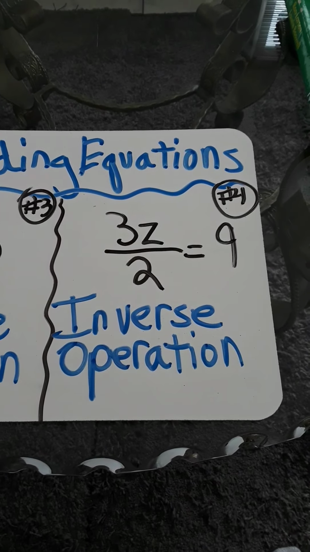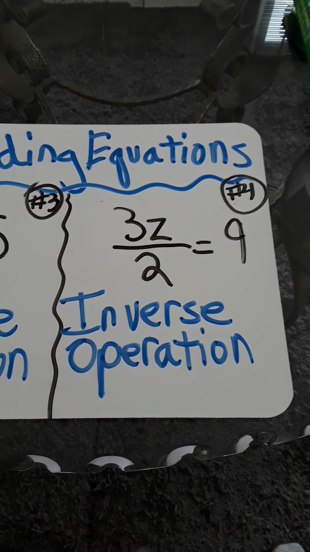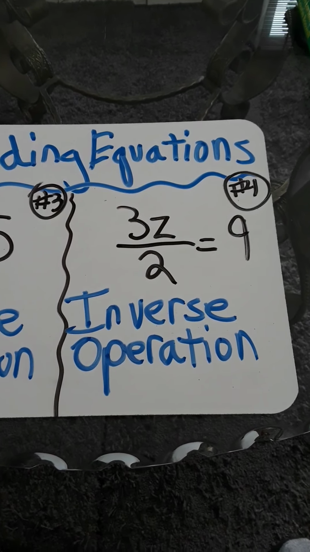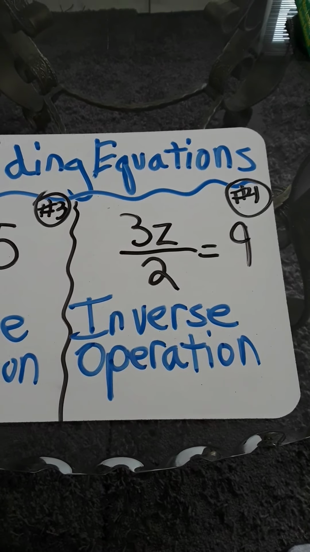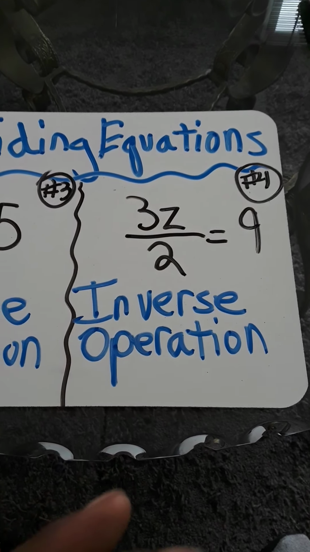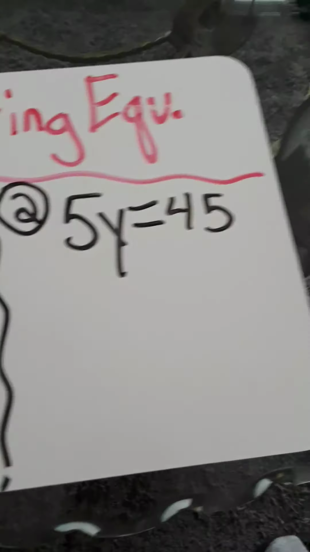Same thing over here. That one looks a little bit more interesting. 3 times something divided by 2 gets you to 9. So what type of equation is it? It's multiplication and division. And then the second question you should be asking, what's the inverse operation? All right, let's actually get to some of this and work some of this out.